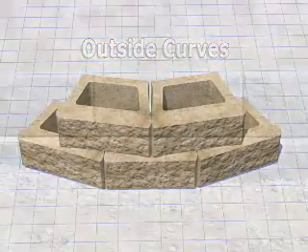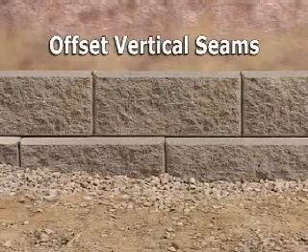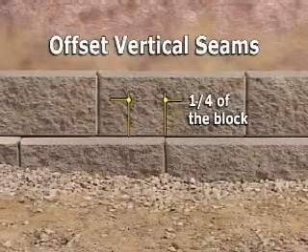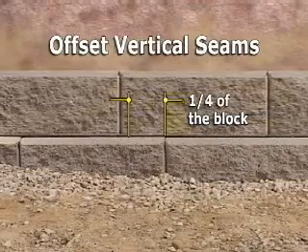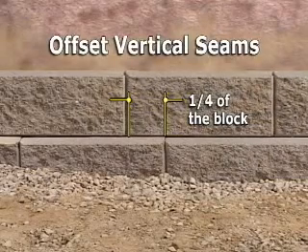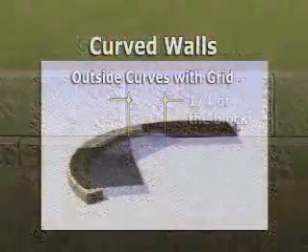On additional courses, offset the vertical seams from the blocks below in a running bond. If running bond is not possible, offset them by at least 1/4 of a block and set them flush against the front edge of the blocks below. Some adjustments may be needed.